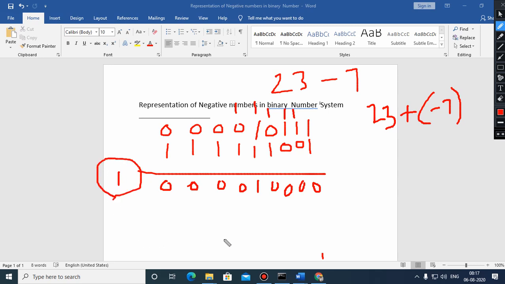So children, in the previous video we were utilizing that one overflow bit. But here in 2's complement, since we have added one extra bit in 1's complement, this overflow bit we are going to discard. And this is your final answer. And this is 16, which is 1, 2, 4, 8, 16. Yes, 16. 23 minus 7 is 16.